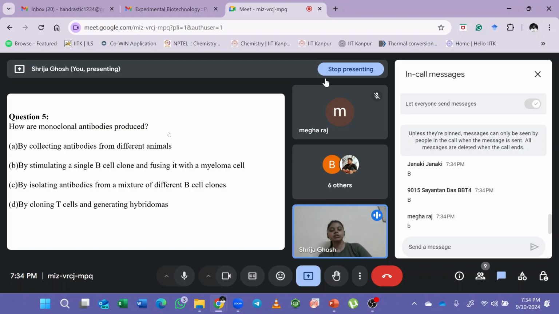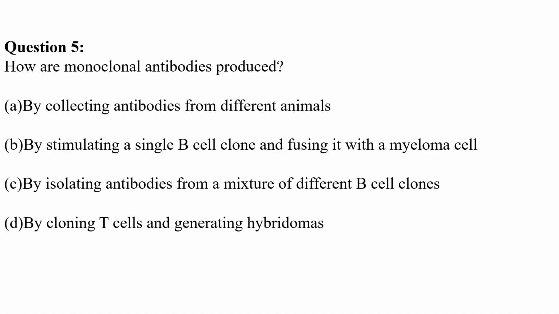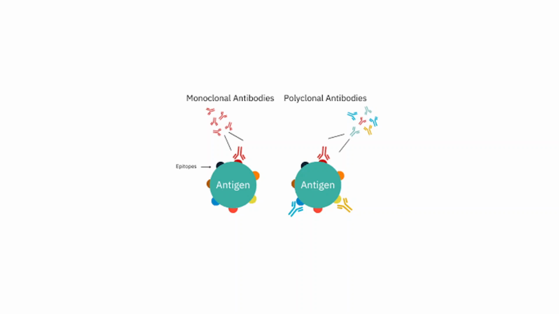So first we will discuss what is a monoclonal and polyclonal antibody. What do we mean by monoclonal antibody? So option B is the correct answer. Stimulating a single B cell clone and fusing it with myeloma cells can actually help us produce monoclonal antibodies. But what do we mean by these monoclonal and polyclonal antibodies?